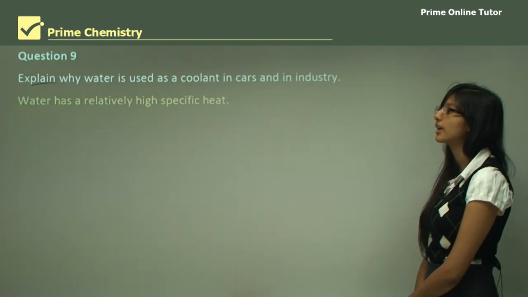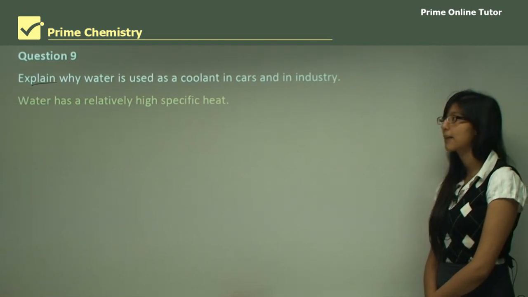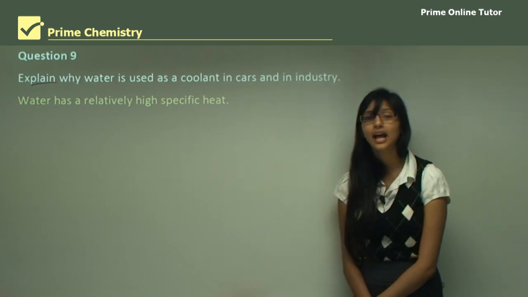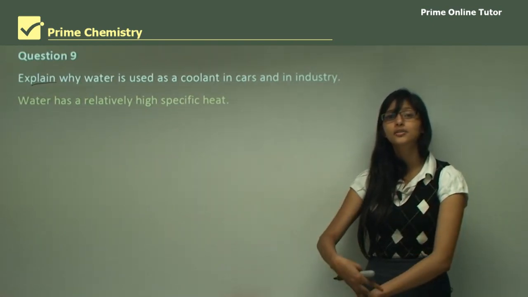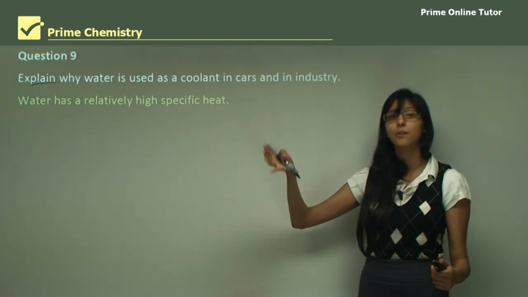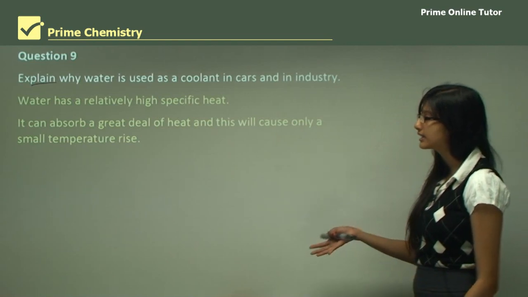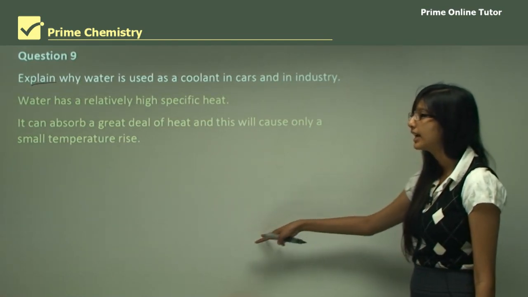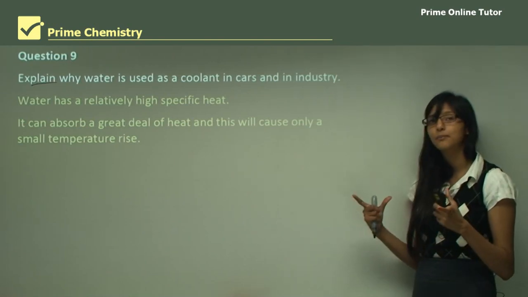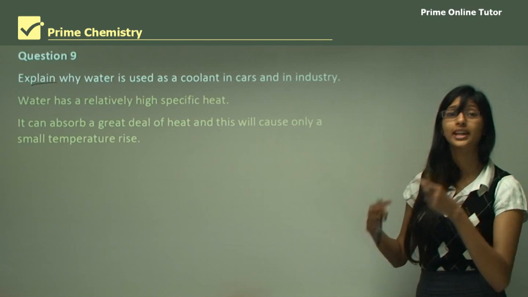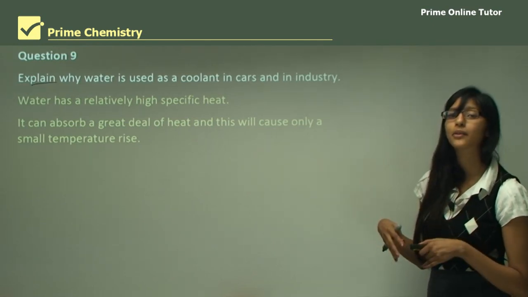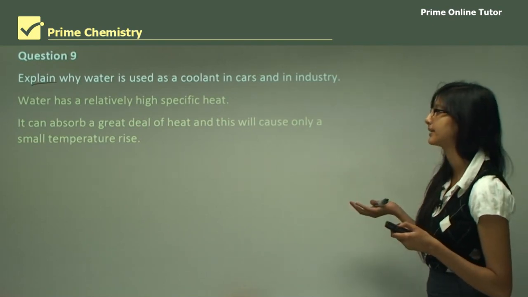We know that water has a relatively high heat capacity. And what does that mean? Because it has a high specific heat capacity, we need to provide a lot of heat energy to increase the temperature of water by 1 degree Celsius. So because it has a high heat capacity, it can absorb a great deal of heat, and this will cause only a small temperature rise. So water does not heat up really quickly, because it can absorb a great deal of heat.